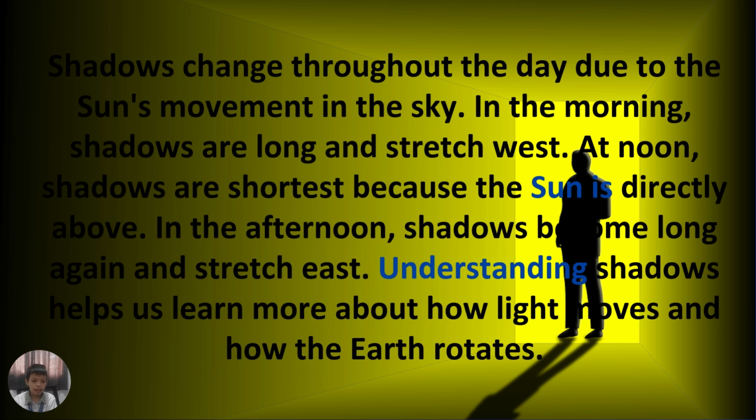In the morning, shadows are long and stretch west. At noon, shadows are shortest because the sun is directly above. In the afternoon, shadows become long again and stretch east. Understanding shadows helps us learn more about how light moves and how the earth rotates. Shadows change during the day because the earth rotates. The sun doesn't move, the earth does. As it spins, the sun appears to rise in the east and set in the west.